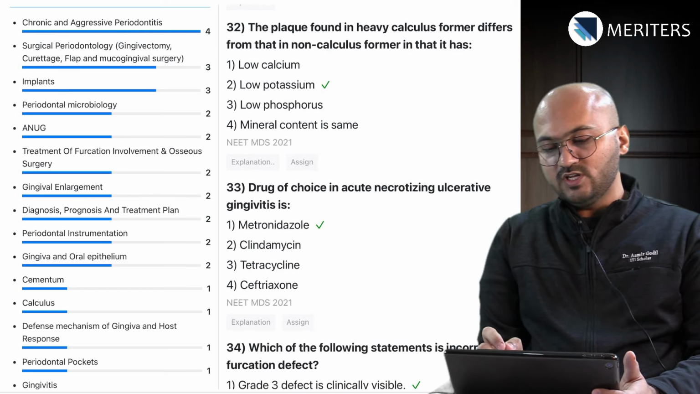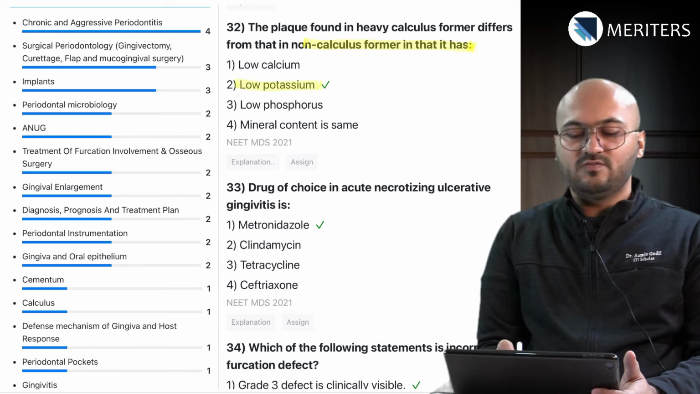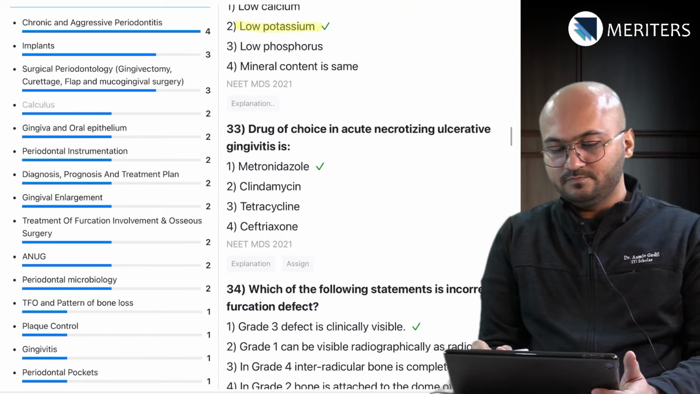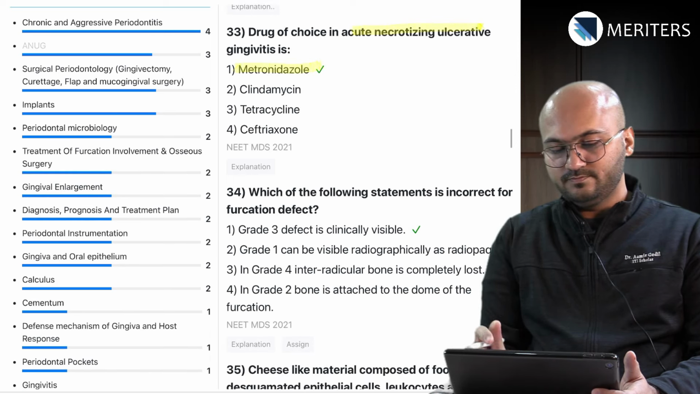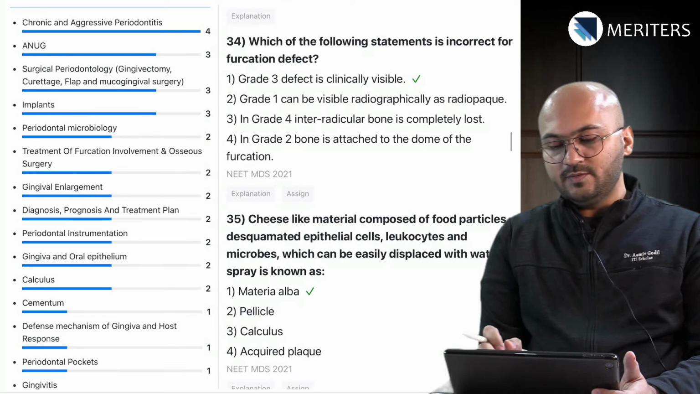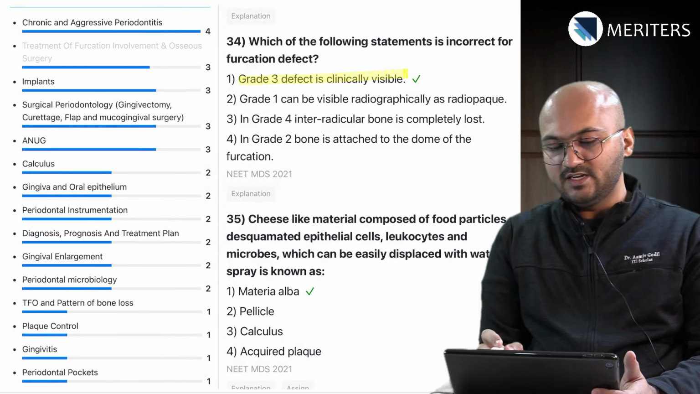Plaque found in heavy calculus formers differs from that in non-calculus formers in terms of the potassium content. Drug of choice in ANUG is metronidazole. Which of the following statements is incorrect for furcation defects? Grade 3 is clinically visible. That is an incorrect statement.